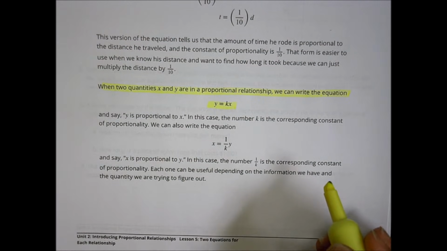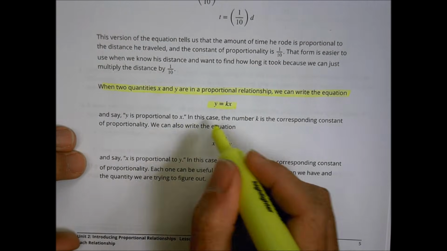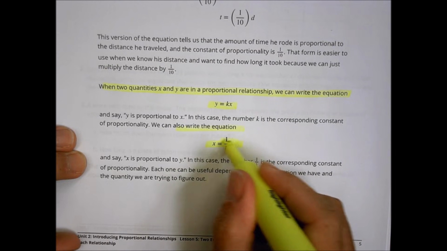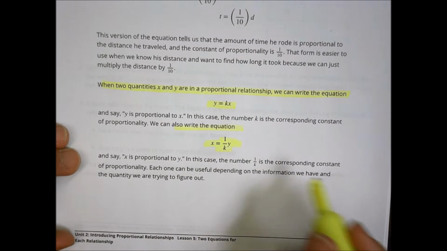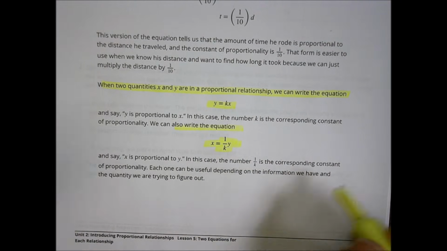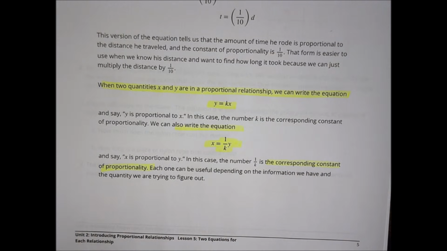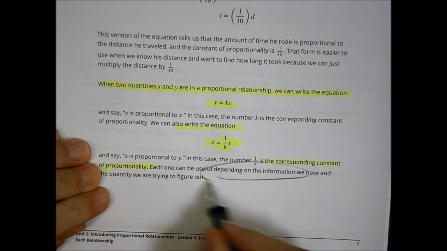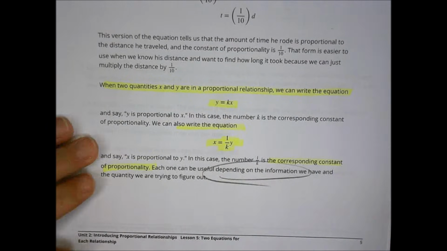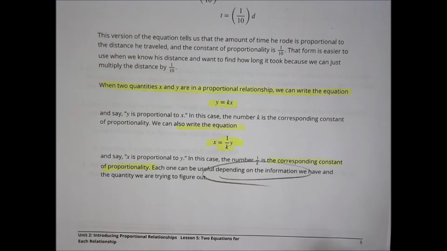And we can say it's there. We can also write the equation X equals 1/KY, and that's because it's the inverse there and there's still a corresponding constant of proportionality. And we can do whichever one we want depending on the information we have. So it depends on the information to decide which way you're going to go. Okay, let's pause there and we'll take a moment to do our homework.